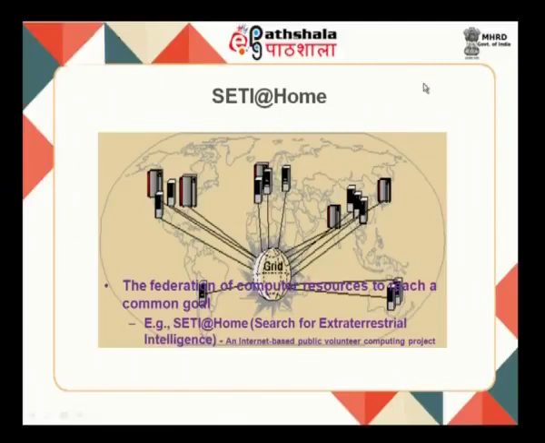An example of a grid environment is SETI, the Search for Extraterrestrial Intelligence. This is an internet based public volunteer computing project wherein a lot of details about the space and events occurring in the space are captured and held in a server. Anyone who wants to run an analysis will be provided with 2 terabytes of data over which we can run any statistical analysis or mining algorithm and come up with patterns. This is an open project which deals with the presence of extraterrestrial information in the universe.